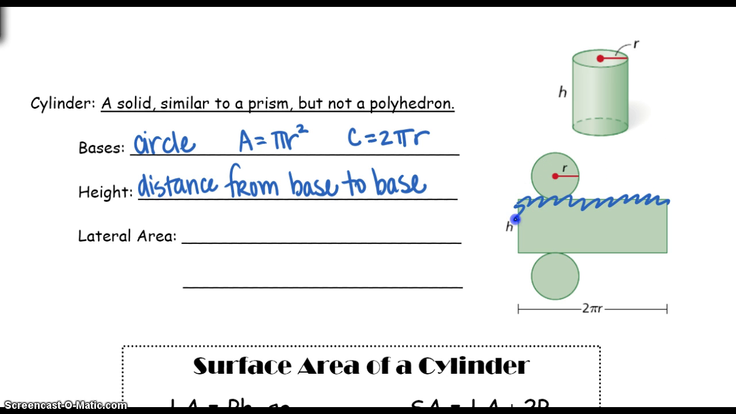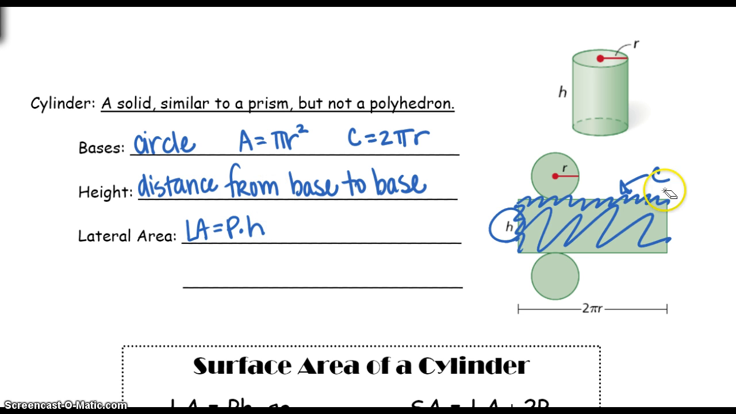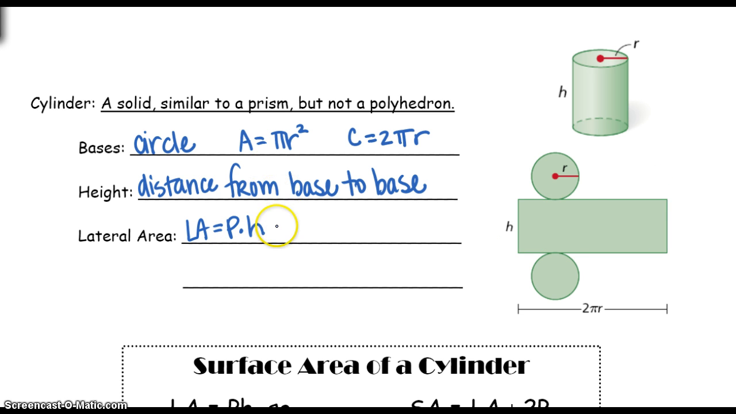Well, that times this will give me my lateral area. And if that's your circumference and that's your height, that's what lateral area is going to be. So let me say that again. The lateral area is going to be the perimeter of the circle times the height. However, we're dealing with a circle, right? So the lateral area would basically be the circumference, because that's the special name for perimeter, times the height.